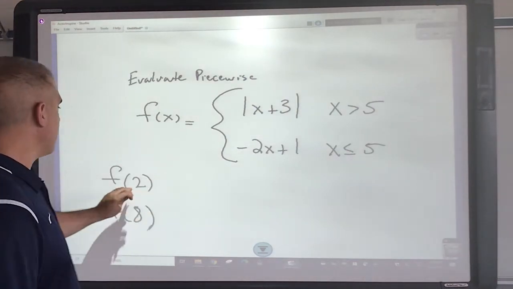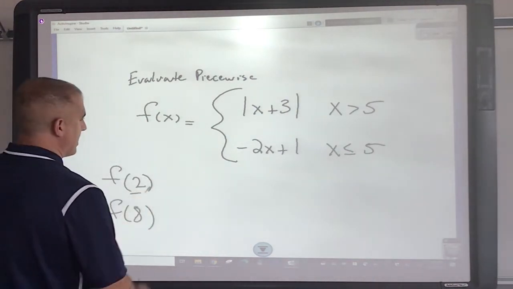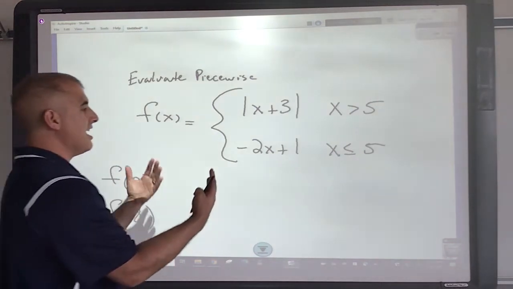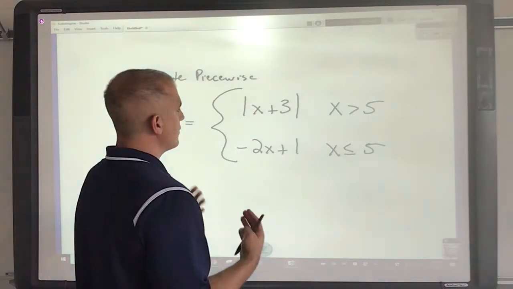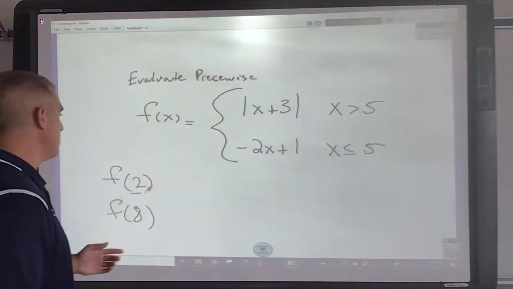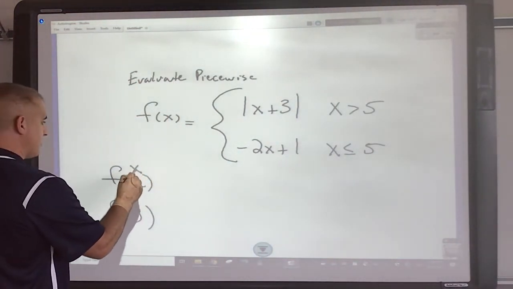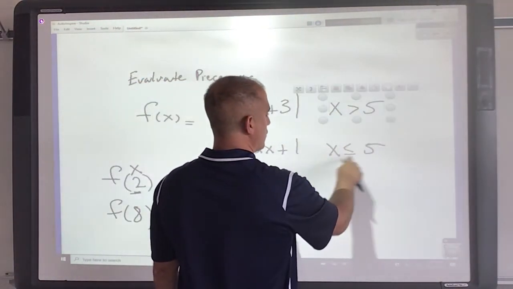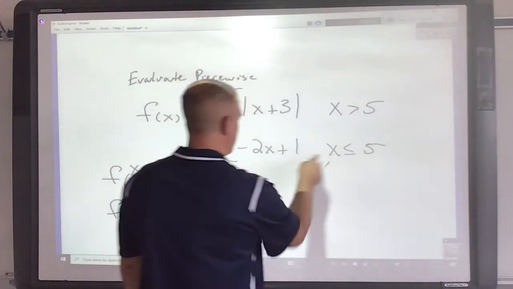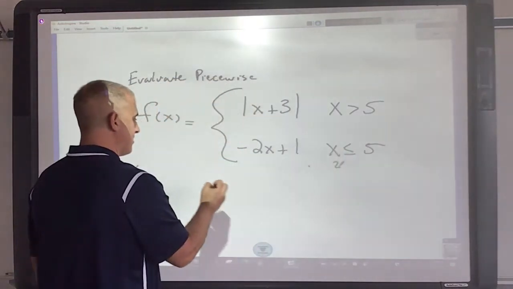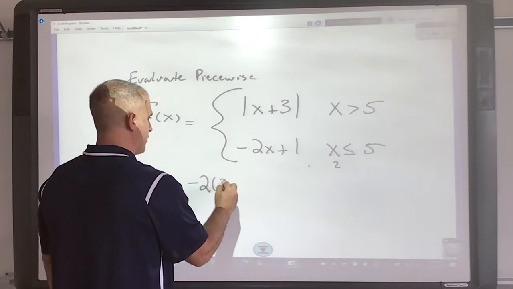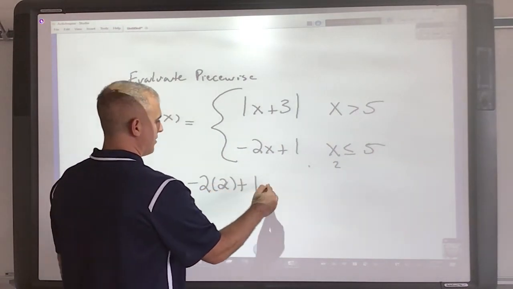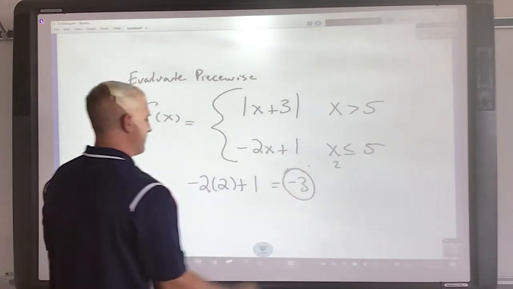The idea behind this, we talk about this with evaluating later. The concept is that I would substitute this for x. Now, I have two equations here, and so that becomes the issue. Which one do I put them in? Well, this is considered the x. So the question is, is 2 greater than 5 or is 2 less than or equal to 5? The 2 would be this one, because it's less than or equal to 5. So I would just put the 2 in there. So -2 times 2 is -4, plus 1 would be -3 for my answer.